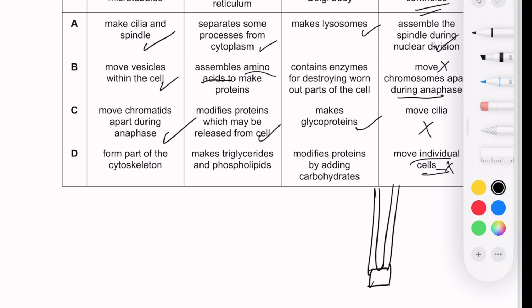Okay, moves individual cells, that is also wrong, because centrioles do not move individual cells. Their only function is actually to divide as part of centrosomes during mitosis, and also to organize the microtubules of the spindle during nuclear division. So it has nothing to do with moving individual cells, and also to form the basal body at the bottom of the cilia. And so my answer to this will be A.